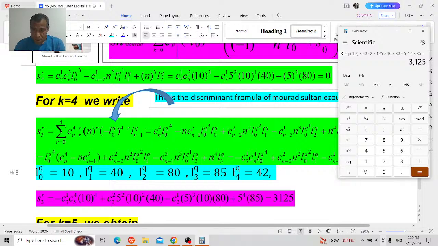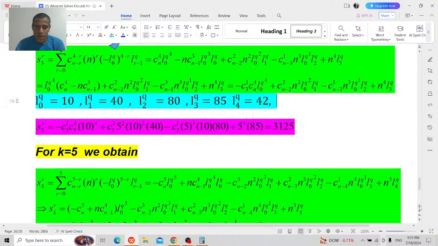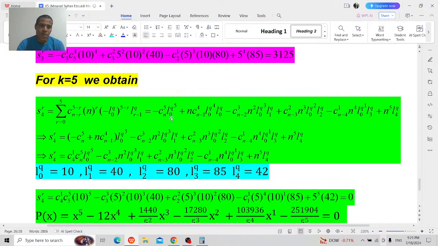So we continue, learners. We said that S3 equals 3125. Therefore, we need to find the value of S4. To get the value of S4, you just put in the discriminant formula k equal 5. You will obtain S4 equals the sum from 0 to 5, combination n minus r choose 5 minus r, n raised to the power r, times negative L0 for q raised to the power 5 minus r, L r minus 1 for q.